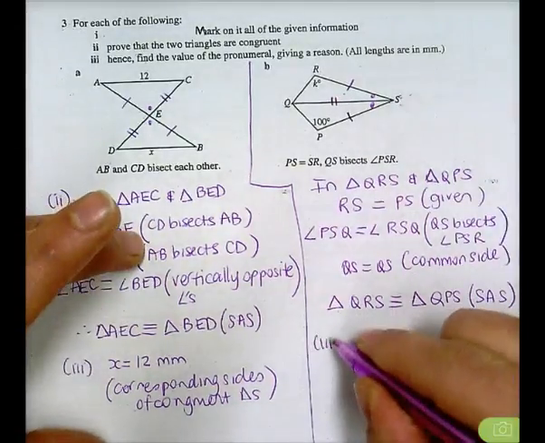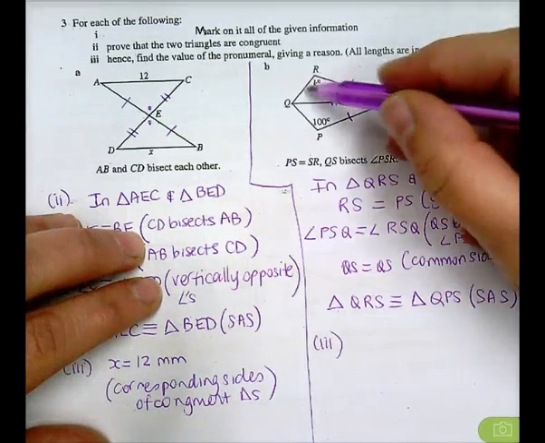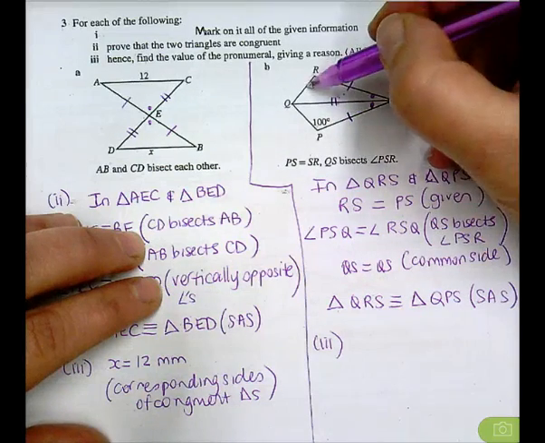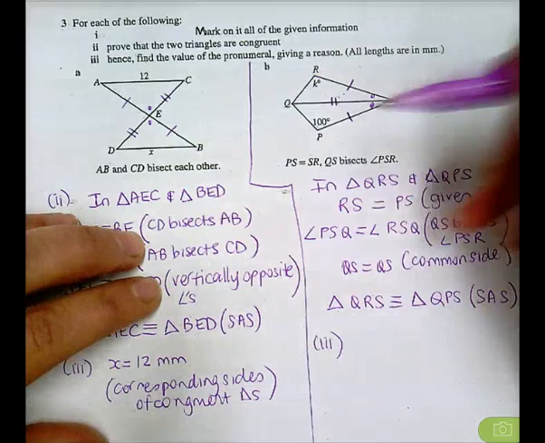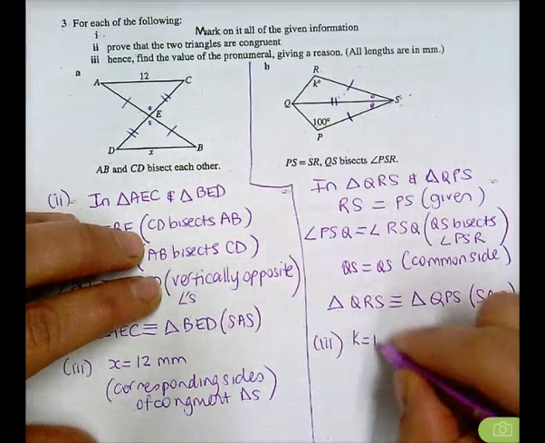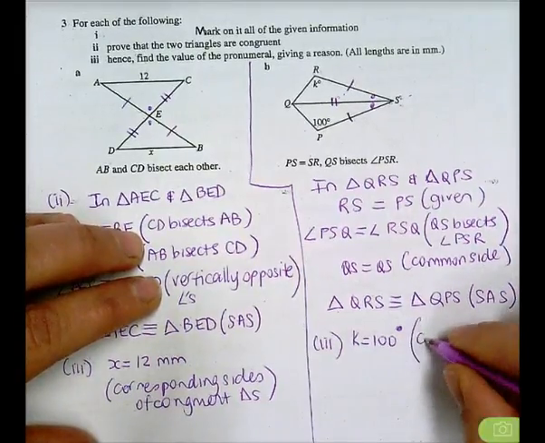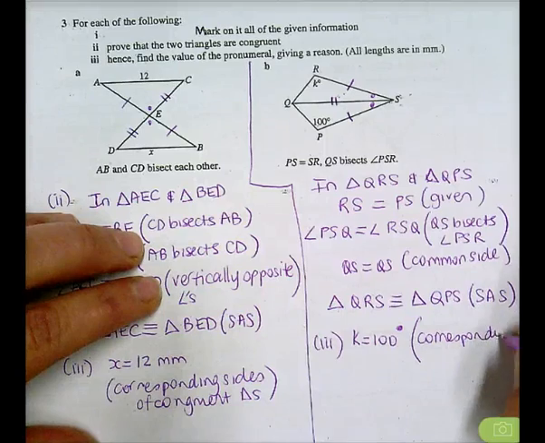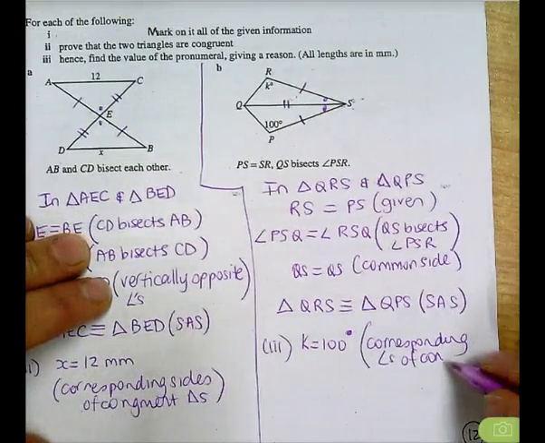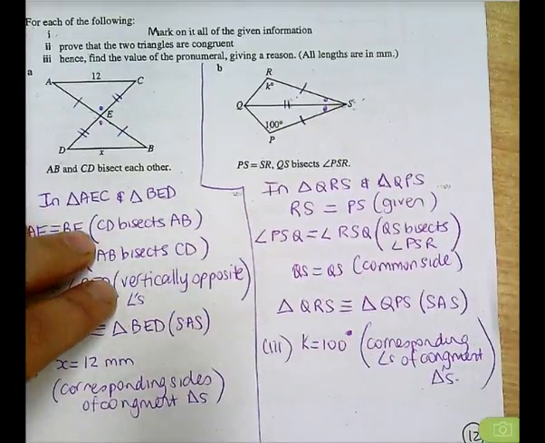Okay, in part 3, we have to therefore find the value of K. Now we can see that K here is opposite the double dash side, and so is 100. Or we can say that K is between the side with the single dash and no dash, and the 100 is between the side with the single dash and the no dash. So we can say that K is 100 degrees. The reason is corresponding angles of congruent triangles. Okay, and that's page 12 completed.